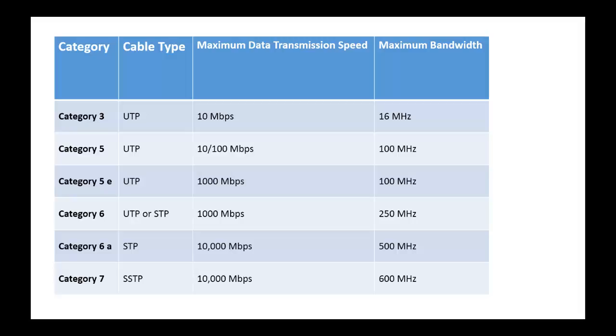Also, we have augmented, or enhanced, category 6A cable. That's the next one, Cat6A cables. It comes only in STP, shielded twisted pair. There's no UTP version of it. The speed of that one is 10,000 megabits per second, or 10 gigabits per second, with a maximum bandwidth of 500 megahertz, which means it's better than Cat6 cable. So Cat6A cable is better than ordinary Cat6 cable.